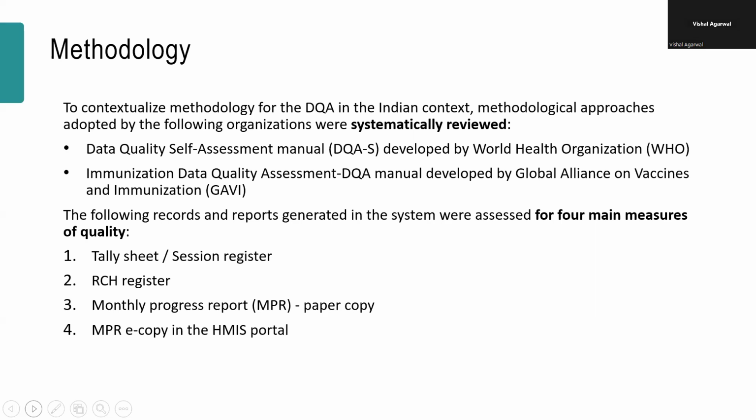The following records like tally sheet, RCH registers, monthly progress report in paper copies, and monthly progress report in e-copies like the HMIS portal were assessed for 4 key measures, like what I discussed in the previous slide: availability, completeness, agreement, and consistency. All these records were assessed for all these 4 key measures of data quality. Next slide, please.